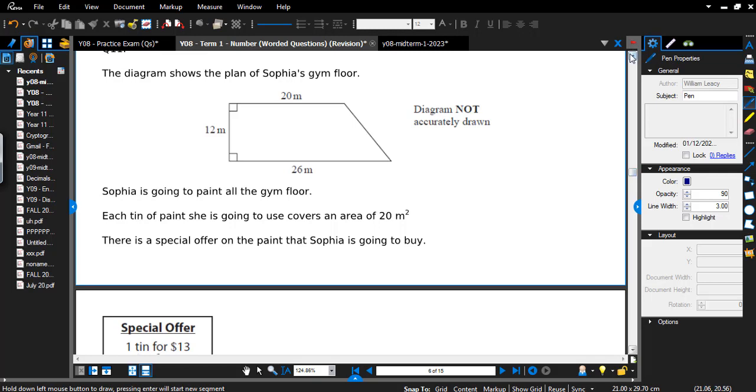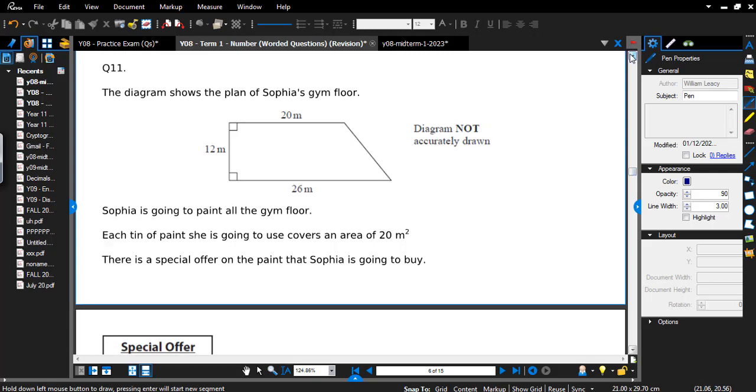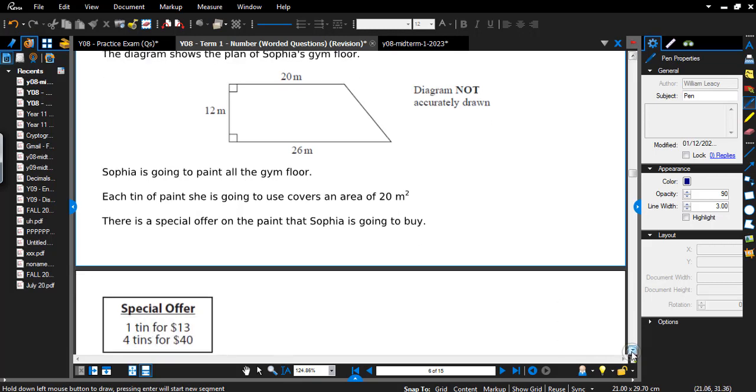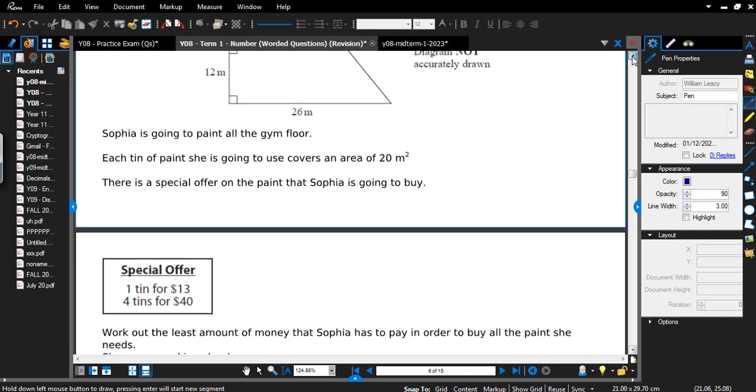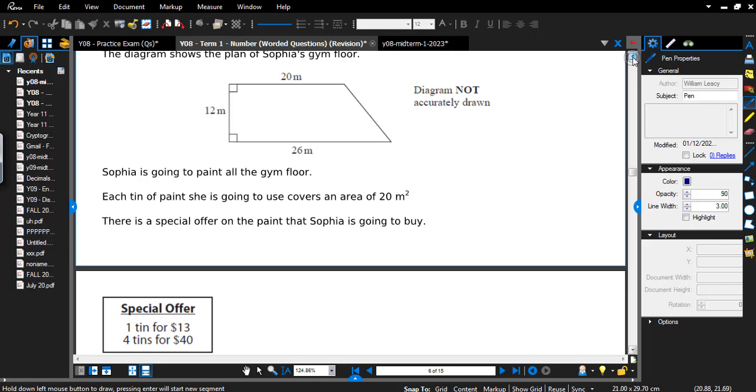Right, you can do this in 2 ways. I should say you can start it in 2 ways. I'll show you both ways. The diagram shows the plan of Sophia's gym floor. Sophie is going to paint the floor. Each tin of paint covers an area of 20 meters squared. There's a special offer on paint. So we need to find out the lowest amount of money she has to pay. So let's just find the area of this floor first.